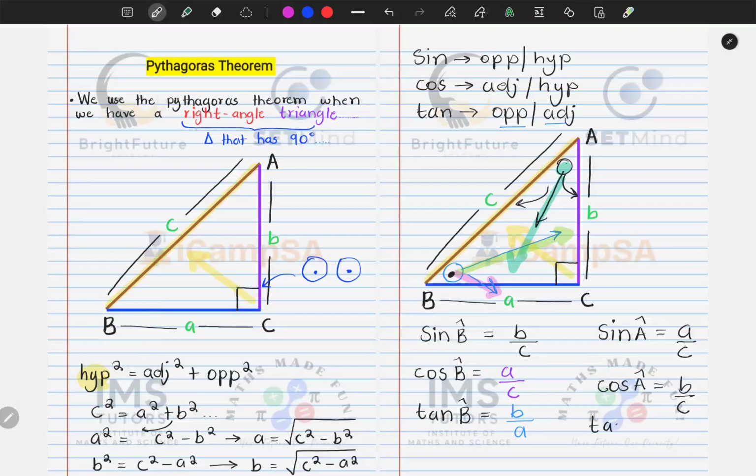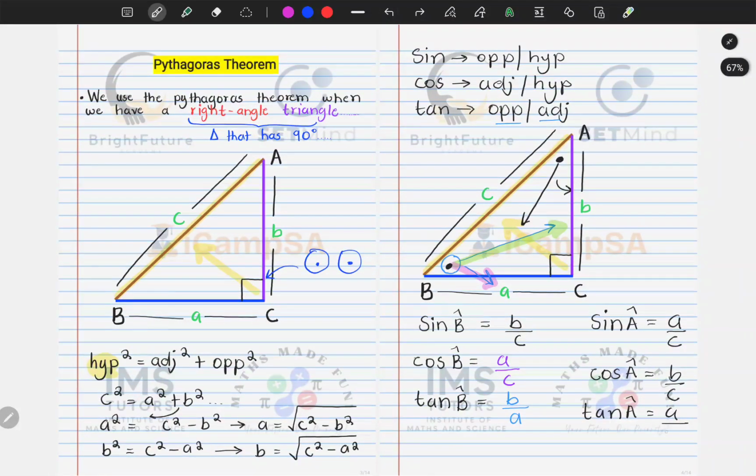Then let's go for tan of A. Angle A, remember tan is opposite over the adjacent. So when I'm standing at angle A, the opposite side is A and the adjacent side is B. So that is what we get. Tan of angle A is simply side A divided by B. And you can now easily find the angles. Okay. This works out very well when we have a right angle triangle.